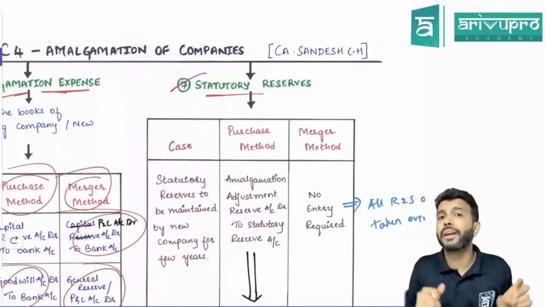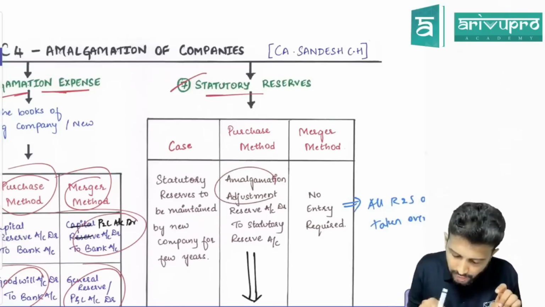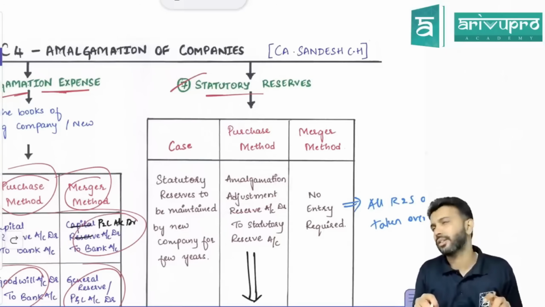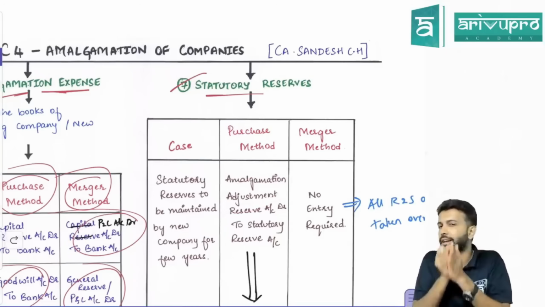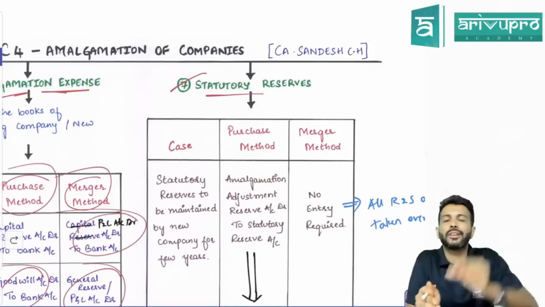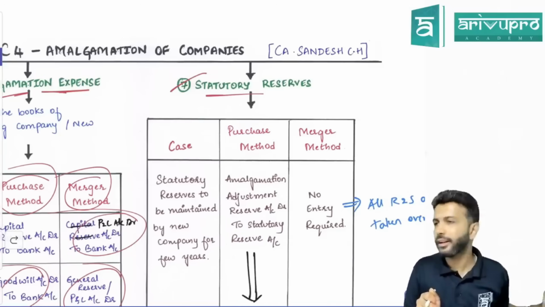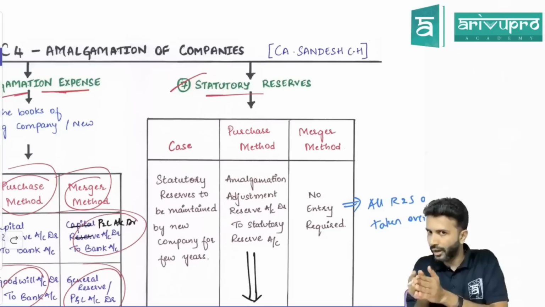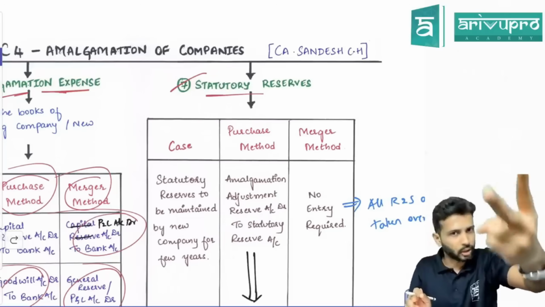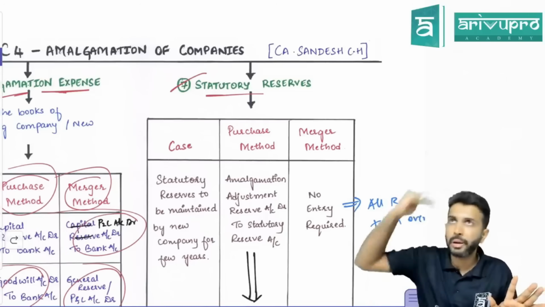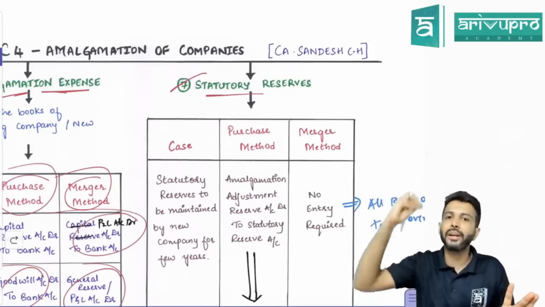The debit will be given to a dummy account called amalgamation adjustment reserve. So the entry for statutory reserve taken over under the purchase method is: amalgamation adjustment reserve account debit to respective statutory reserve. Statutory reserve need not be one, it could be more than one also. If there are two statutory reserves, credit the two statutory reserves given in the question. Debit will be given to amalgamation adjustment reserve, like that.